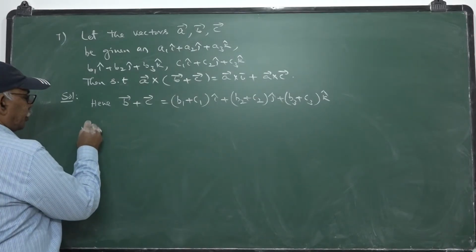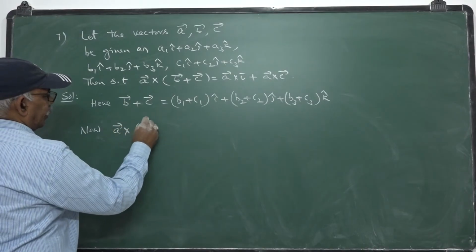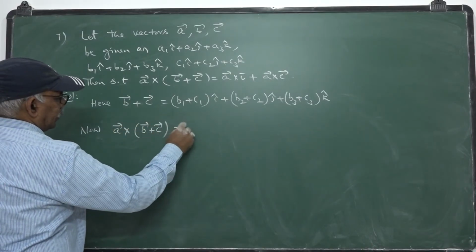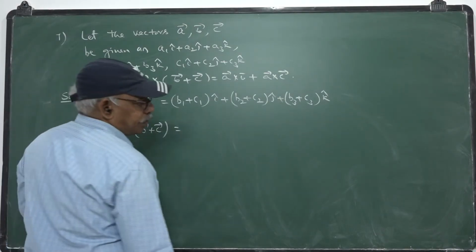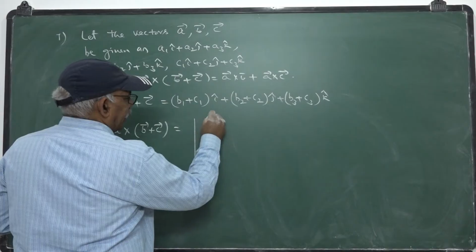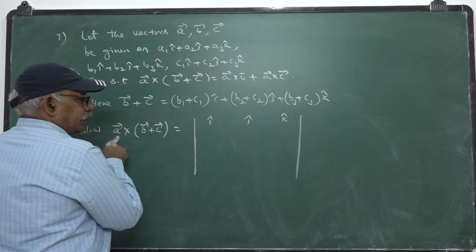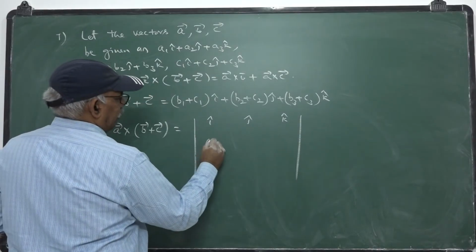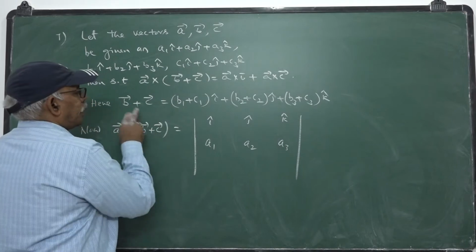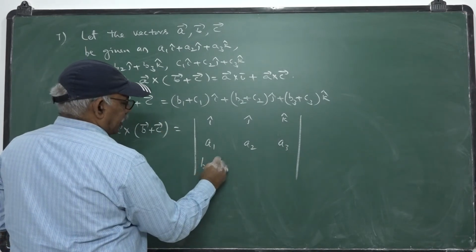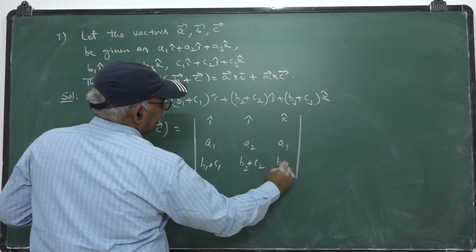Now taking the cross product, A bar cross B bar plus C bar, taking the cross product with A bar, that means A1 i plus A2 j plus A3 k, that is obtained by the determinant i j k. The components of A bar are A1, A2, A3. The components of B bar plus C bar are B1 plus C1, B2 plus C2, B3 plus C3.